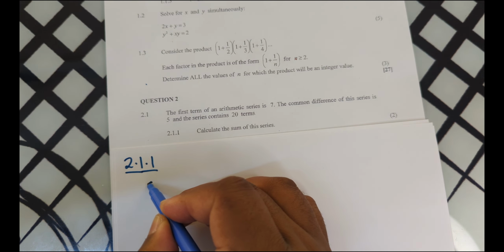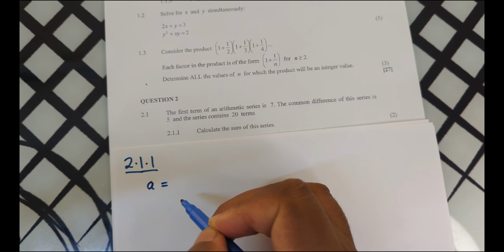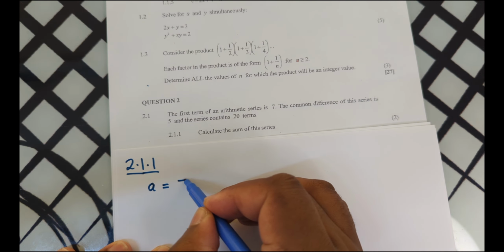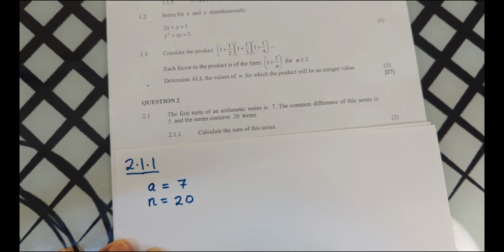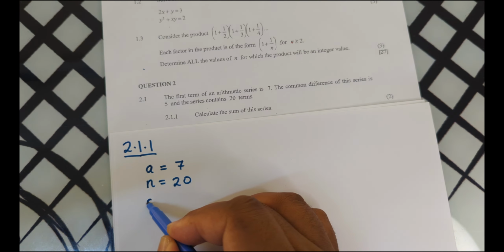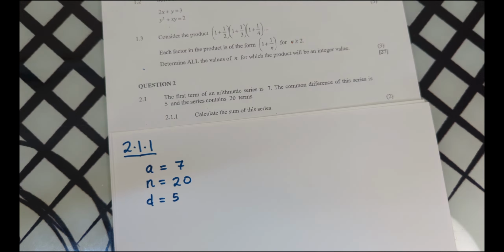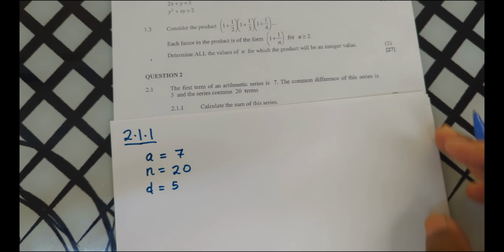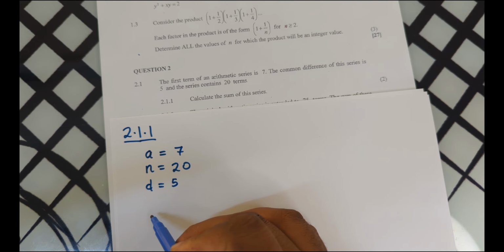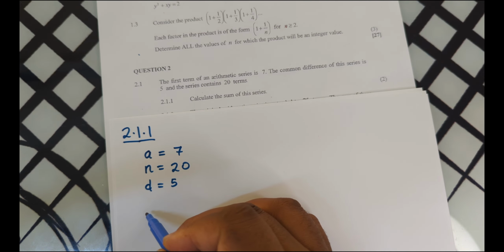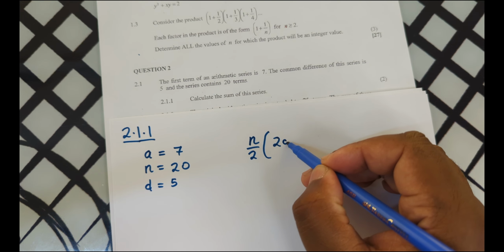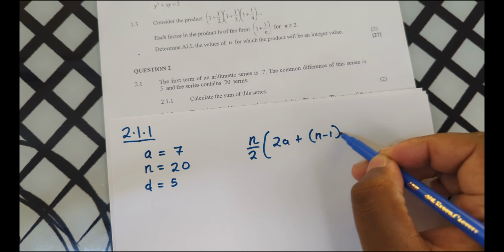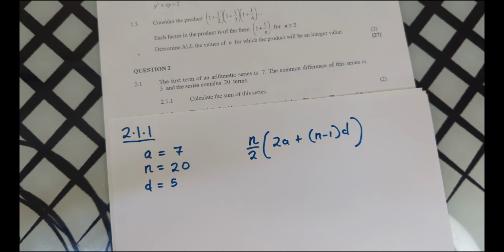So this is an arithmetic series. We have our first term, a, which is equal to 7. We have our n, the number of terms, being 20. And we have d, our common difference, being equal to 5. And we know that the equation for the sum of an arithmetic series is n over 2, open bracket, 2a plus (n minus 1) multiplied by the common difference d.